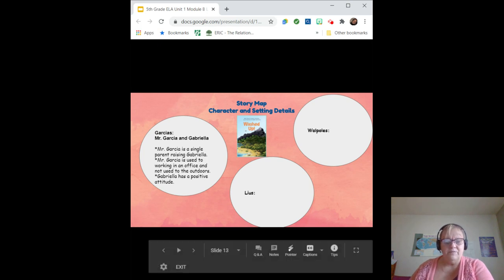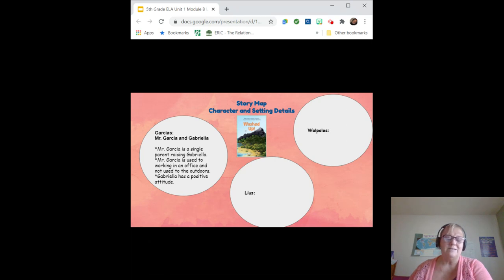What I would like for you to do is now think about the Walpoles and the Lous. You may use the slideshow, this video, or ReadyGen to access the text. Complete the graphic organizer for the Walpoles and the Lou family, just like we did with the Garcias. Write a few notes on the relationships and interactions, and record in your notebook how well you think they will survive and why.